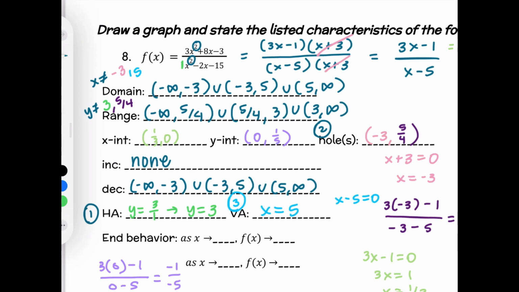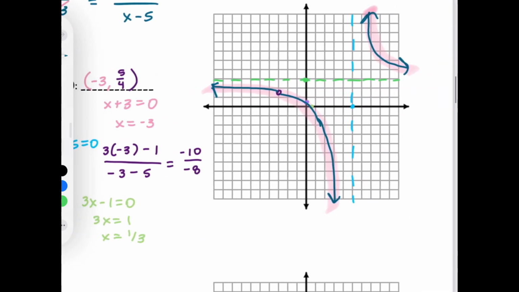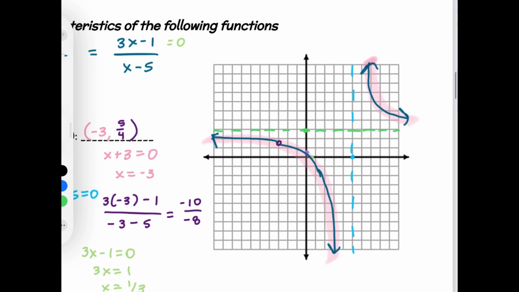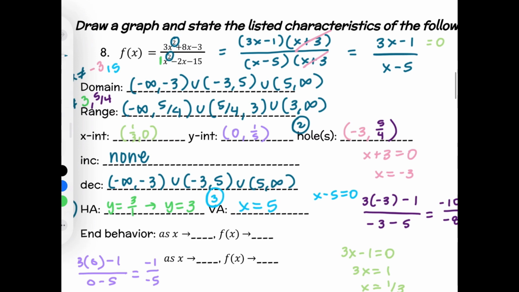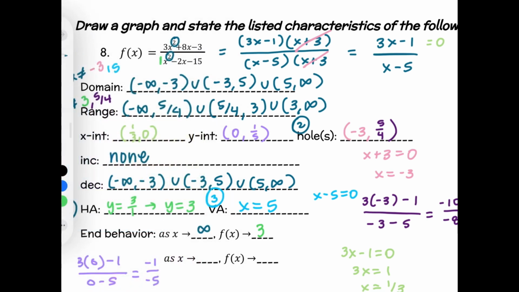All right, end behavior. So this is where some people get stuck. End behavior for this one. We have a horizontal asymptote. So whenever you have one of those, as we go to infinity, our graph is leveling off and approaching that asymptote. It's not going to cross it. It's approaching it. So the asymptote is at 3. So our graph is approaching 3. So as x goes to infinity, our graph approaches 3.